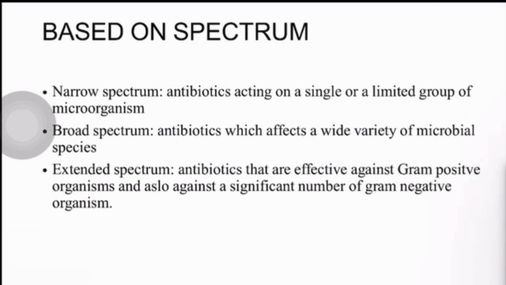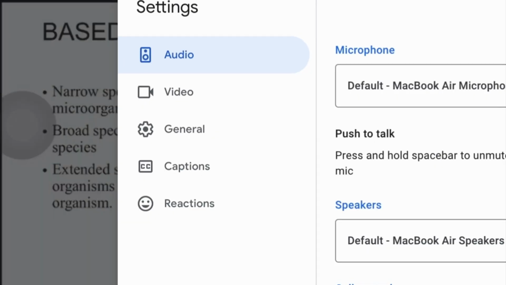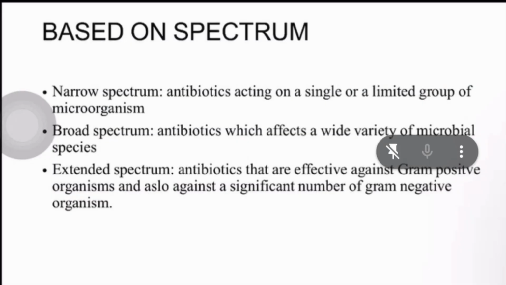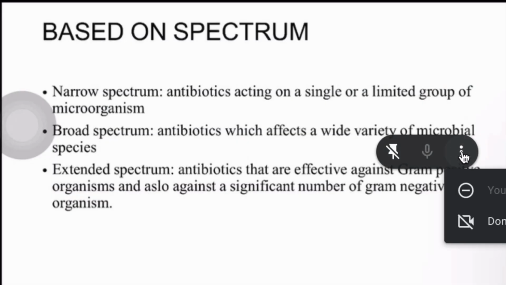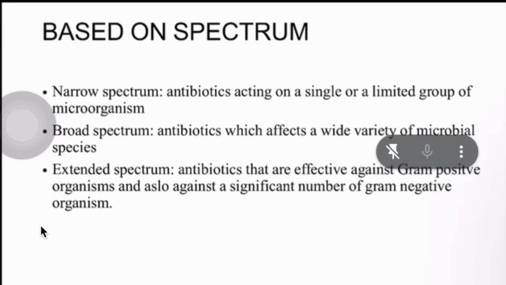Based on spectrum, we have narrow spectrum, broad spectrum, and extended spectrum antibiotics. Narrow spectrum antibiotics act on a single or a limited group of microorganisms. Broad spectrum antibiotics affect a wide variety of microbial species, including both gram negative and gram positive organisms, combined in one drug.